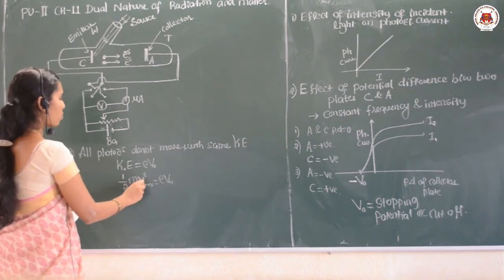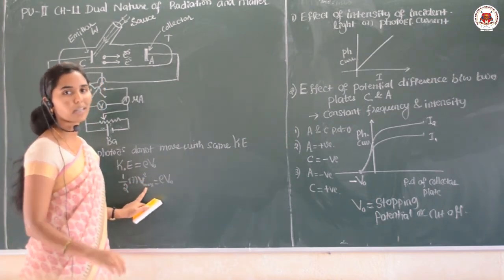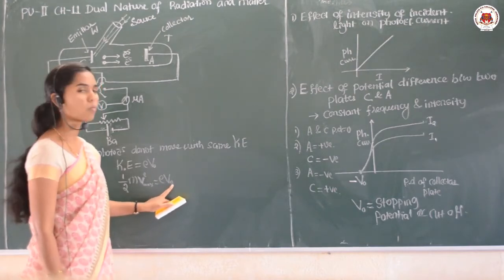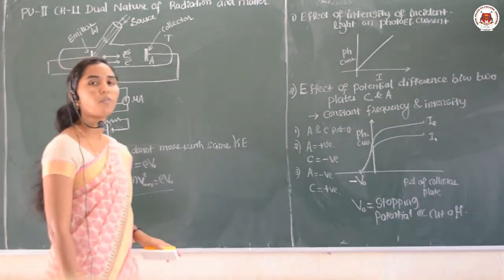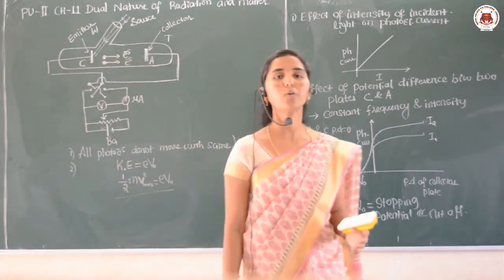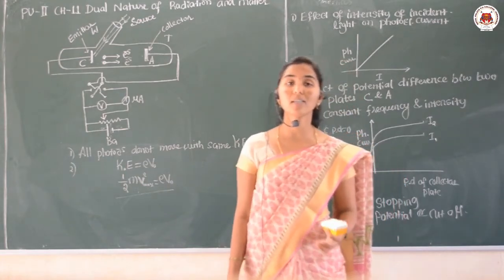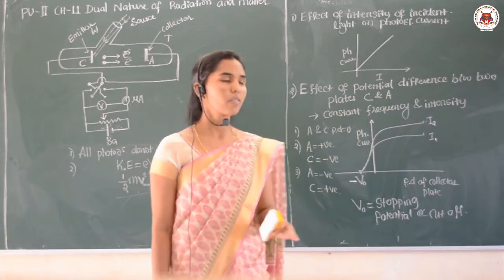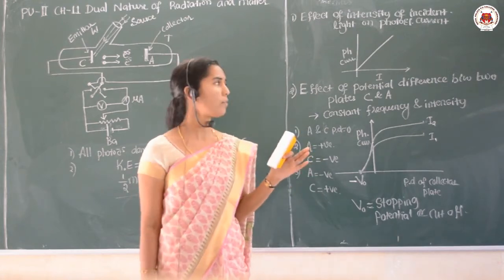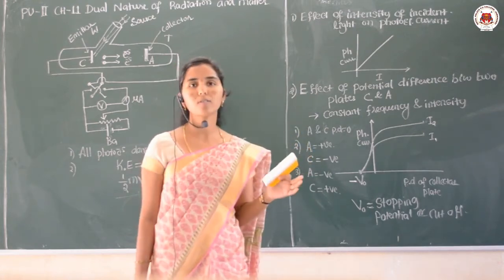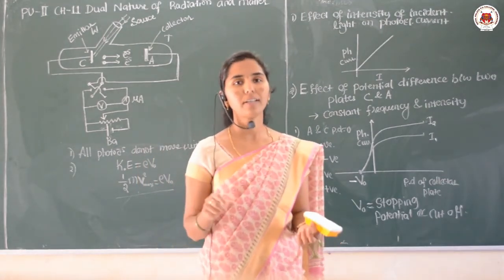Remember, here v means what? This is the maximum velocity of the photoelectrons, and here V0 means what? Stopping potential. So this relation also we can bring for the photoelectrons with their kinetic energy and the stopping potential. Okay. So this is the point in which we discussed the effect of potential difference between the two plates, the collector and the emitter.